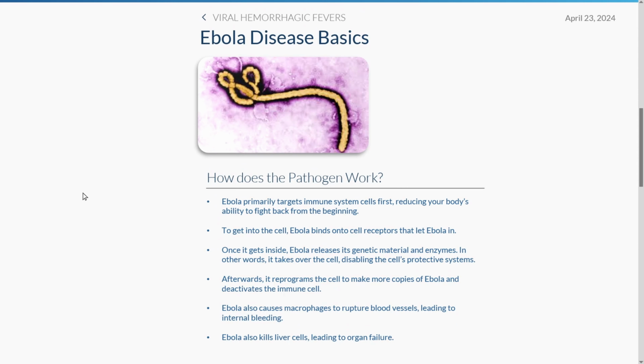Secondly, Ebola infects other immune cells responsible for killing viruses and infected cells. Additionally, Ebola infects macrophages and monocytes, making them create pores in blood vessels, causing internal bleeding. Ebola then makes its way to the liver and kidneys, killing their cells hastily, causing multiple organ failure and more internal bleeding.